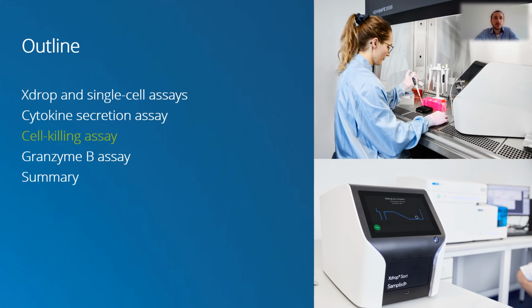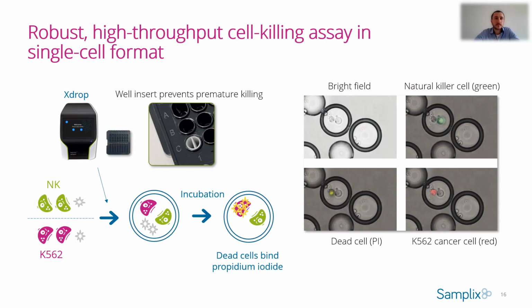So now I'll move on to show you the cell killing assay. This is an assay where we co-encapsulate effector and target cells and look at their interaction. So in this case, we have taken NK cells and stained them with a green cell stain. And we've also taken their target cells, K562, and stained them with a red stain. And then we incubate them together in the droplets with a death marker. Propidium iodide have we used here. And then we incubate for some time before we do analysis.